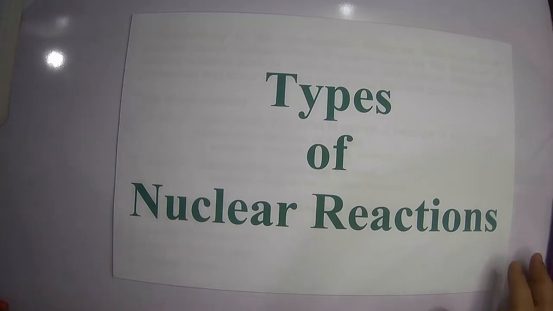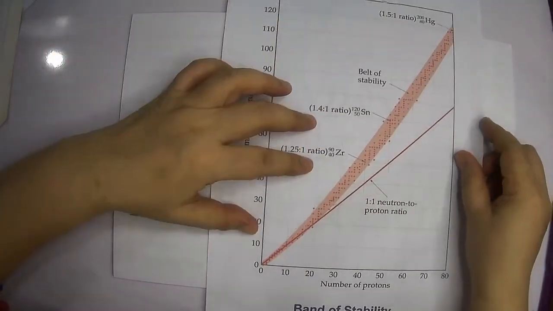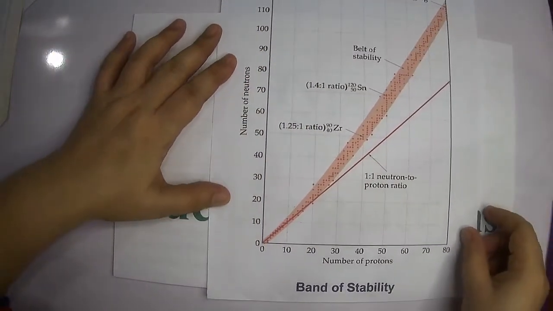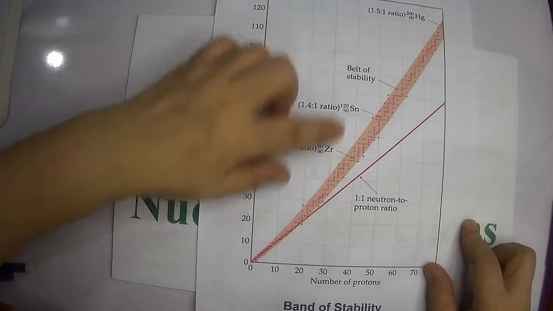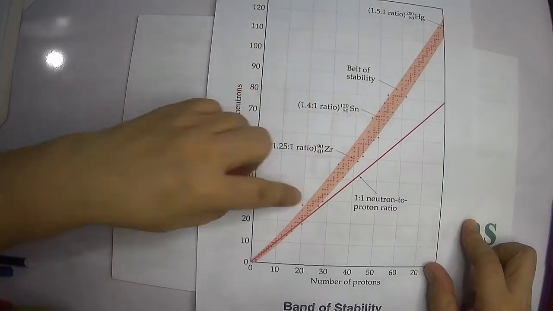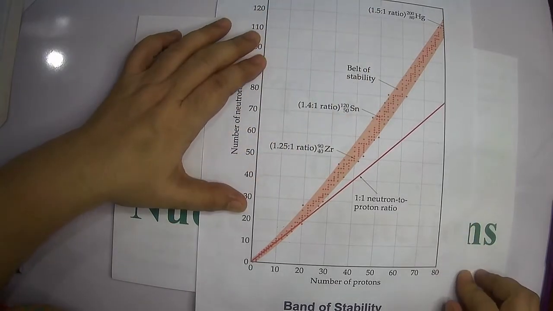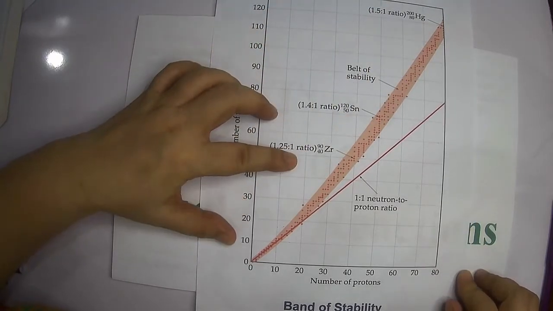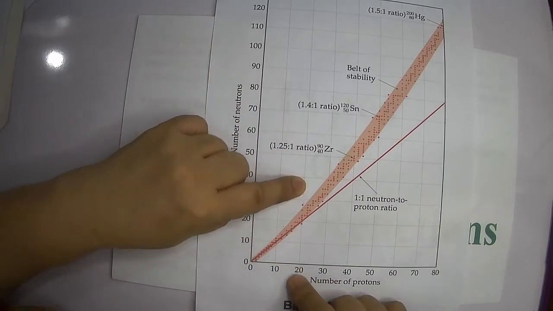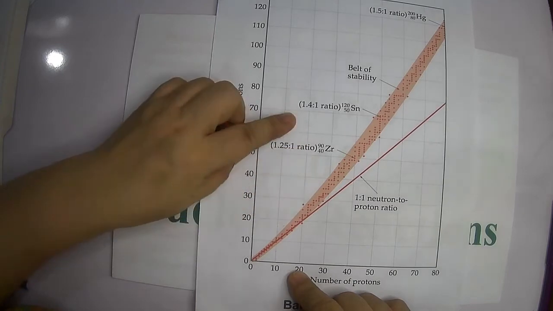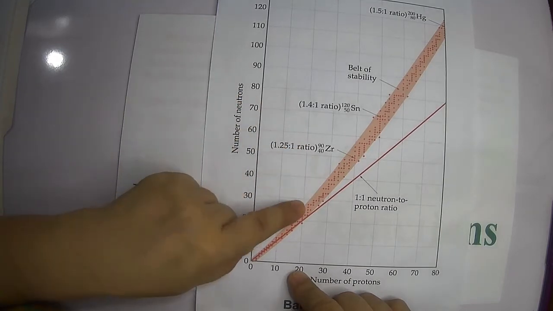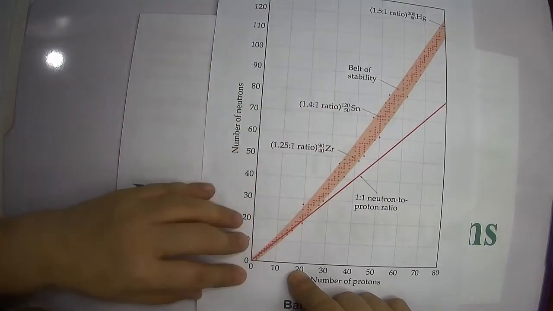When the nuclei are above the belt of stability, if we refer to the band of stability as we have discussed in the previous discussion, that means they have too many neutrons compared to the protons. For example, an element 20 having 40 neutrons, or having 30 neutrons, is above the belt of stability.